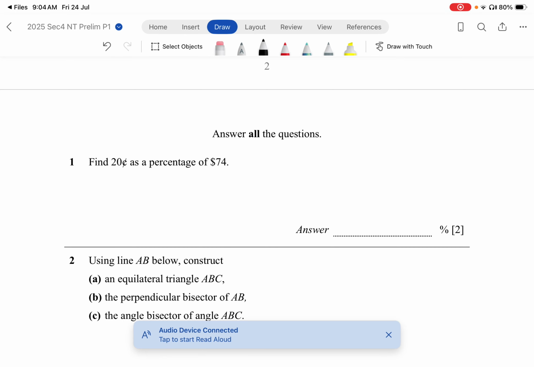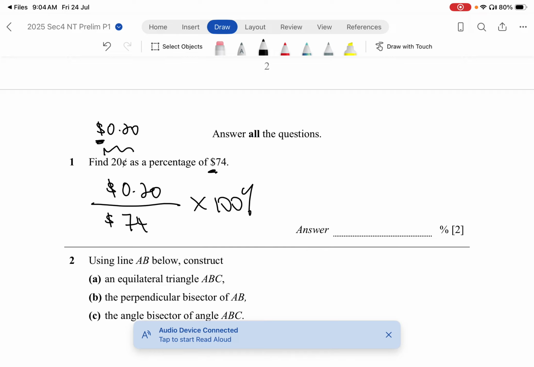So 20 cents as a percent of $74. You need to change this to be dollars. It must be in the same unit. Then you can change to percentage. So it's express 20 cents as a percentage of $74. It's like this. Express 20 cents as a percentage of $74.